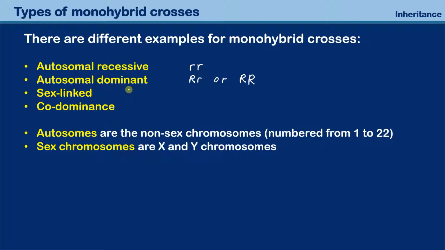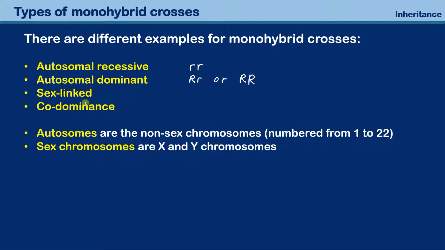Sex-linked conditions are those when the allele is found on a sex chromosome. It's usually the X chromosome. The X chromosome is much larger than the Y chromosome, and there are many more possibilities for an allele to be found on the X chromosome. That is basically, again, another form of inheritance, which I'm going to talk about.